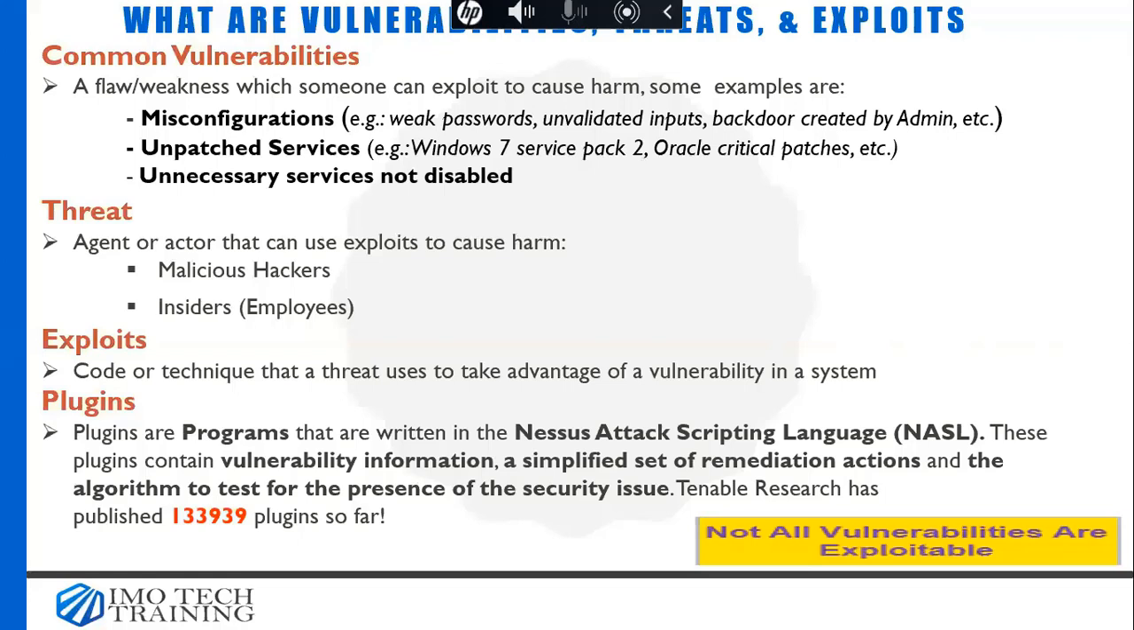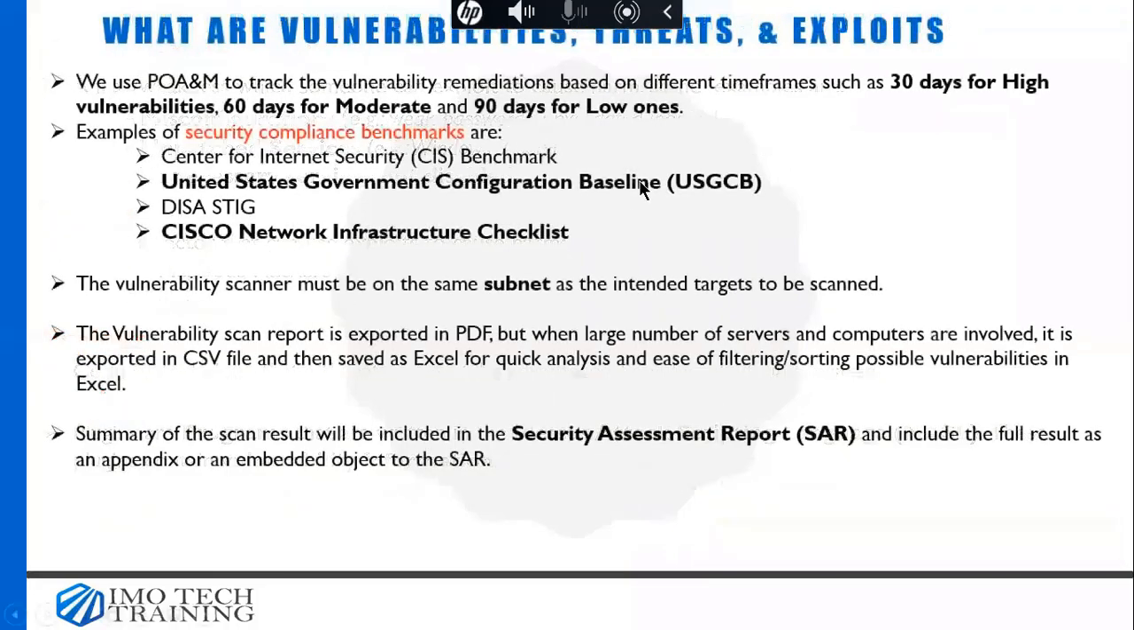So Tenable Research has published about 133,939 plugins. This is just for information. Nobody is going to ask you how many plugins there are during an interview. It means Nessus, as a company, has written this much code to look for vulnerabilities within systems. That's what this is saying. And also remember, not all vulnerabilities are exploitable. You might see some vulnerabilities in your system, but it doesn't mean a hacker can exploit or hack you with those vulnerabilities. All right.